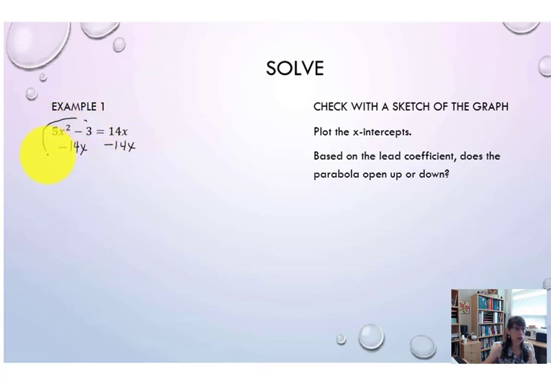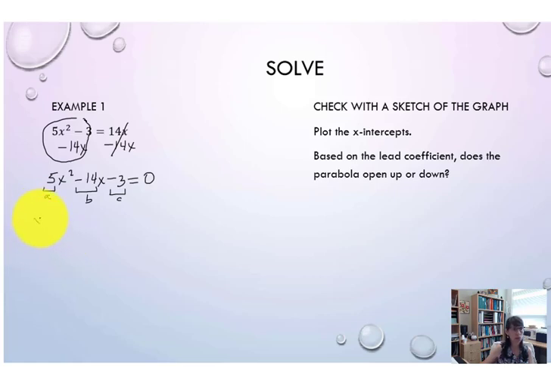Now these three terms are not like terms, so I just want to put them in order from the highest powered term. That would be 5x squared minus 14x minus 3, and that now equals 0. So there's our standard form. Next, we need to find the values of a, b, and c. So a is the first coefficient, b is our middle coefficient, and c is our constant term.